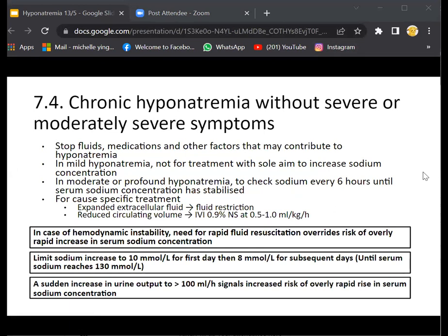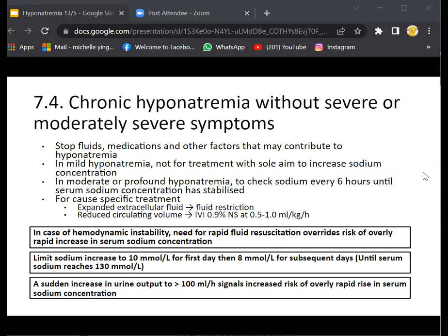For chronic hyponatremia without severe or moderately severe symptoms, you can stop the fluids, medications, and other factors that may contribute to hyponatremia. In mild hyponatremia, do not treat with the sole aim of only increasing the sodium concentration. In moderate or profound hyponatremia, it's advised to check the sodium at least every 6 hours until serum sodium concentration has stabilized. For cause-specific treatment, in expanded extracellular fluid, it's mainly fluid restriction. And in reduced circulating volume, you can try IVI 0.9% normal saline at a rate of 0.5 to 1 milliliter per kg per hour.